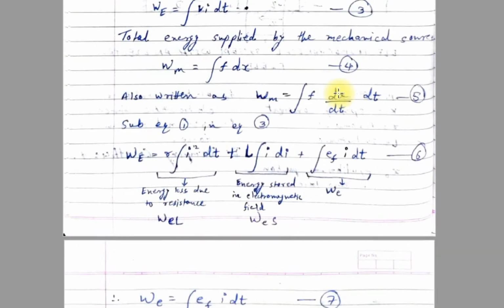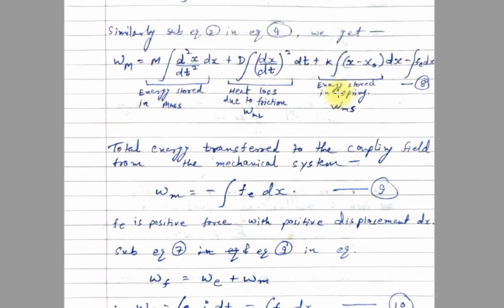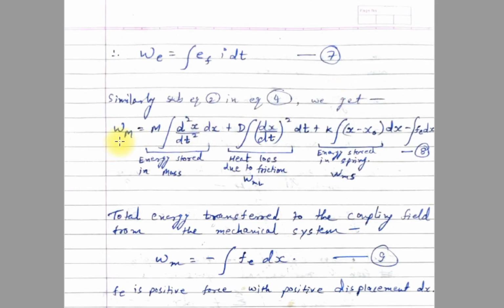So we'll again substitute that. So what we get is W of capital M is equal to M. Now mass would be a constant number, so we'll bring it out of the integration. So capital M into integration of d square x by dt square multiplied by dx, plus capital D into dx by dt again multiplied by dx by dt. So that would be dx by dt whole square into dt, plus k into x minus x0 into dx, minus integration of Fe into dx.